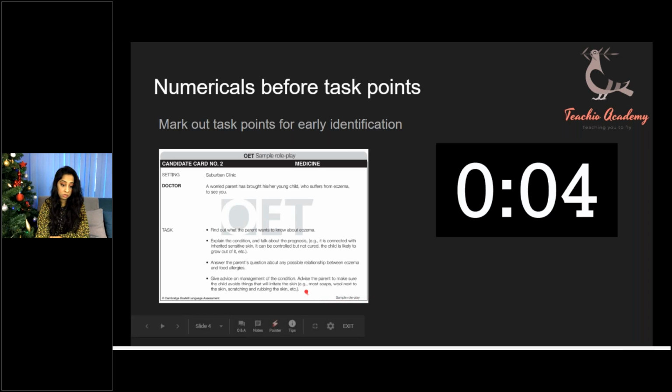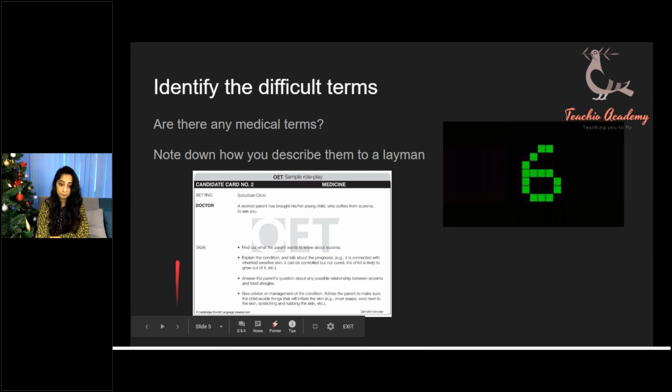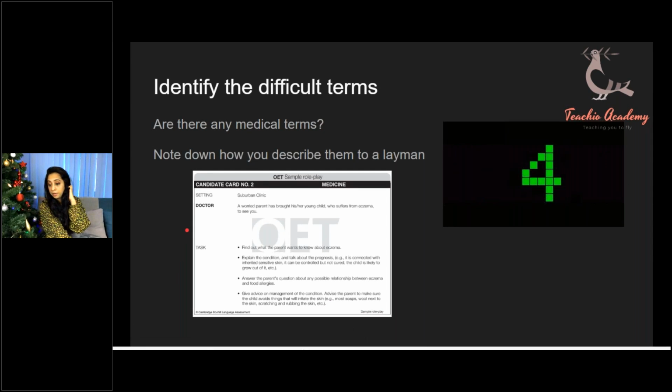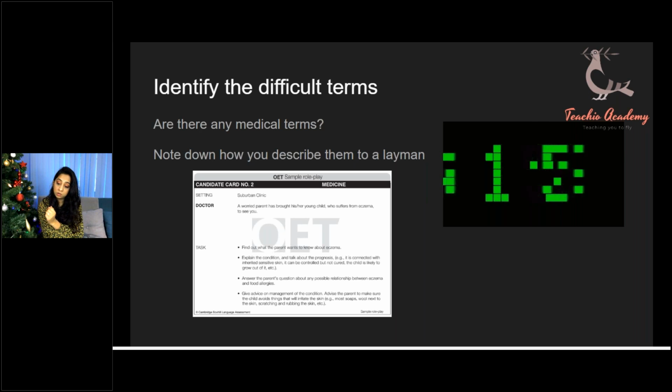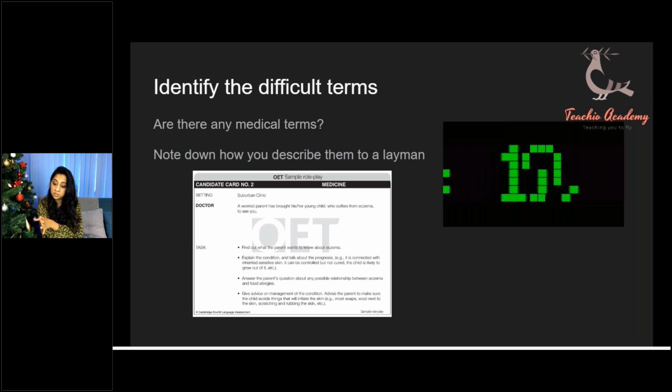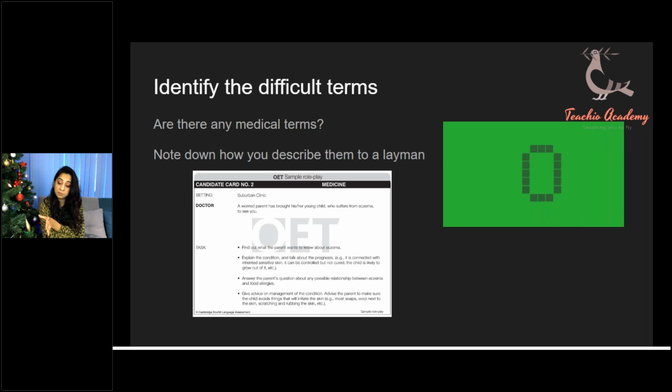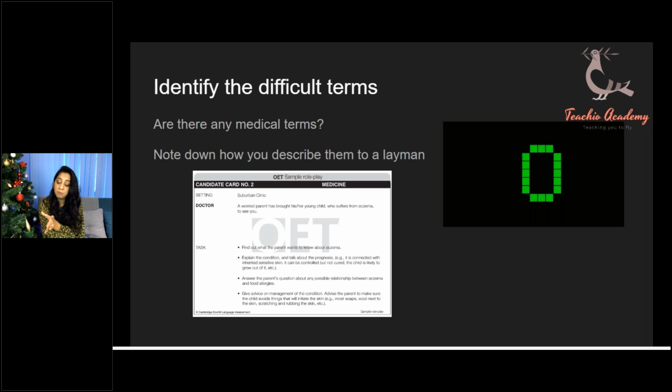Okay, great. So what do we do next? Now, remember, they're trying to assess your ability to understand English, okay? So what the OET examiners will do is throw a few difficult words or a few medical terms into your scenario, which they'll expect you to explain. And explaining that will be one of the main points as to how they would grade you on your OET.